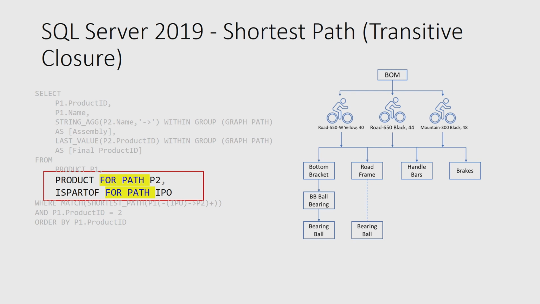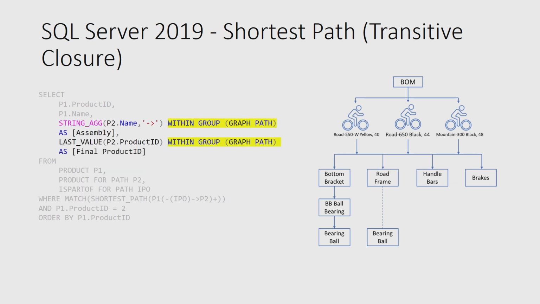And along with that, you cannot just select, because they are returning a collection. They are not just returning regular rows, so you cannot directly select like you select from a table. To enable selecting from that collection or projecting particular attributes from that collection, we have supported aggregate functions. You specify this within group graph path syntax along with the aggregate function, which tells the engine that this output is coming from a graph path. The supported aggregate functions with this first release are string agg, last value, min, max, sum, average, and count.